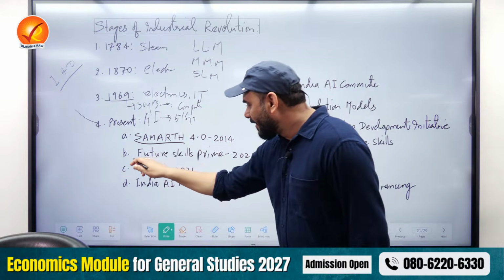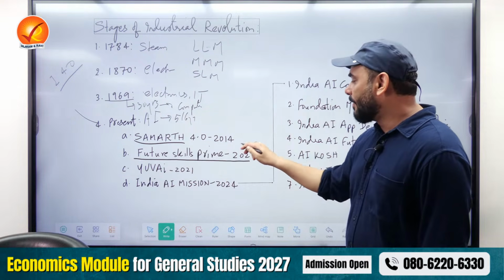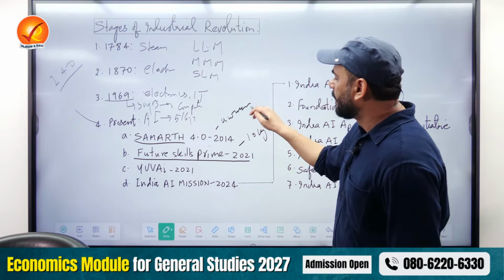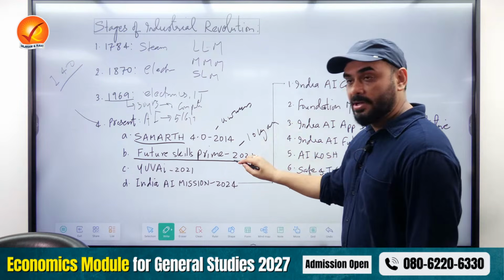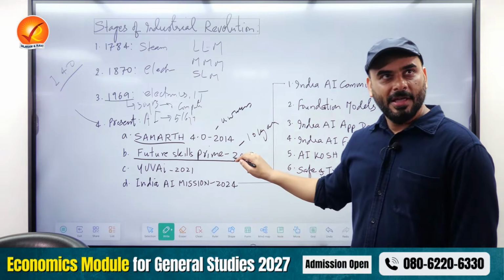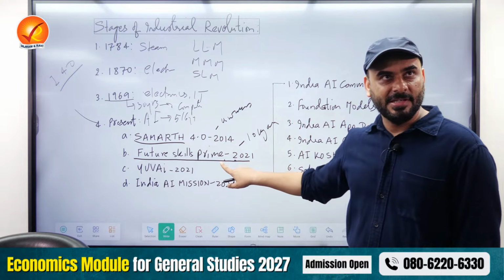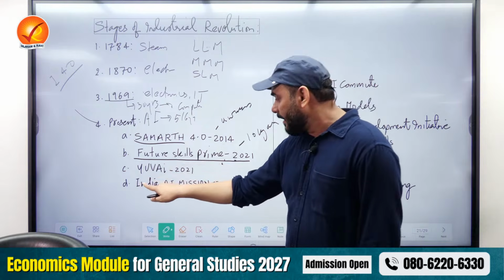What is the government of India doing under Future Skill Prime? Government has identified 10 key areas. This is awareness. 10 key areas to promote AI. For example, AI, Internet of Things, machine learning, all these things we are doing. Then what are we doing?